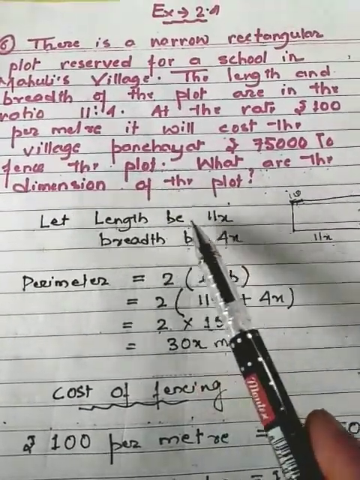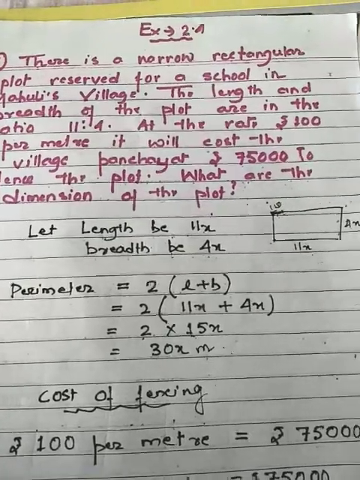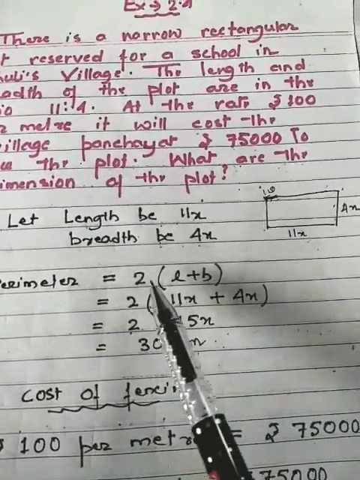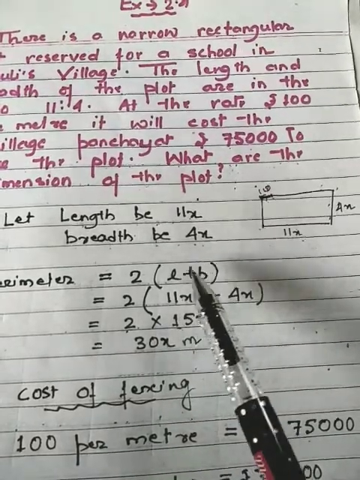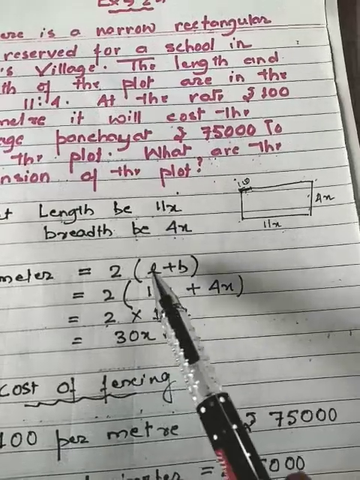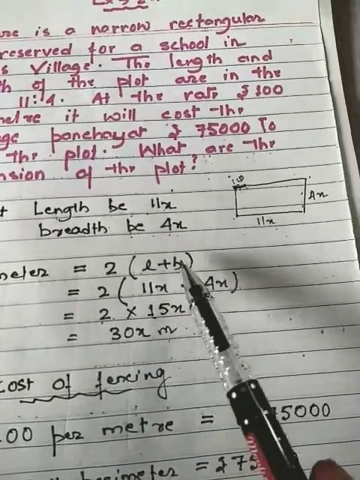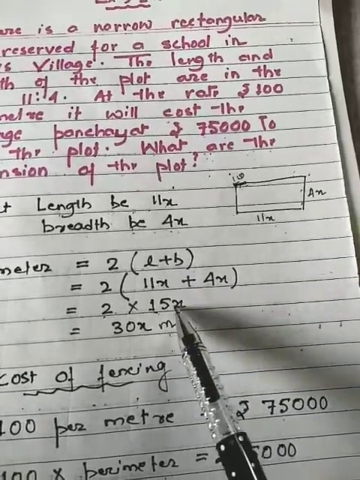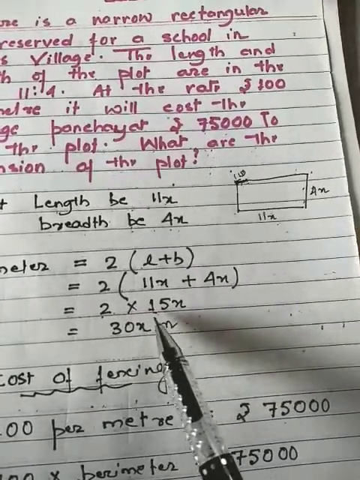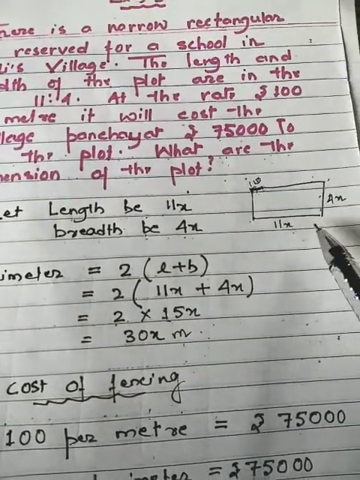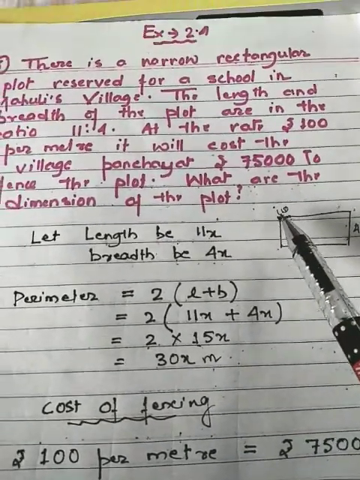As we know, the length is 11x and breadth is 4x. So according to the formula, perimeter is equal to 2 inside the bracket, length plus breadth. We'll put the value of length as 11x and breadth as 4x. Solve this bracket, we'll get 15x. Multiply this with 2, we'll get 30x meter. So this is the total length of the rectangular plot.